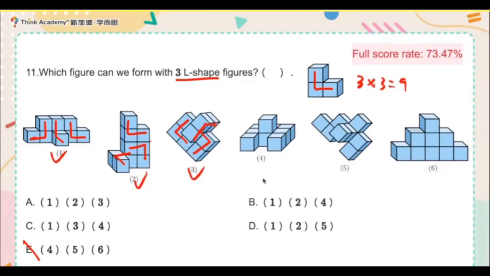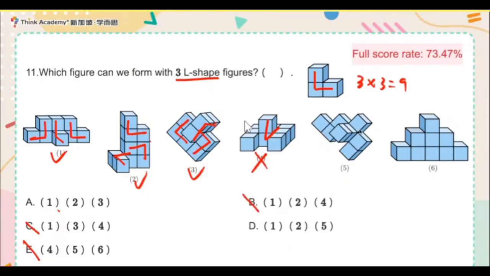Okay, then you can see the first one. The first one, how about this one? Can or cannot? Okay, we can try it, right? So you see, if this one in the middle, can we have another L shape? Seems cannot. Okay, so as for the first one, this one cannot.